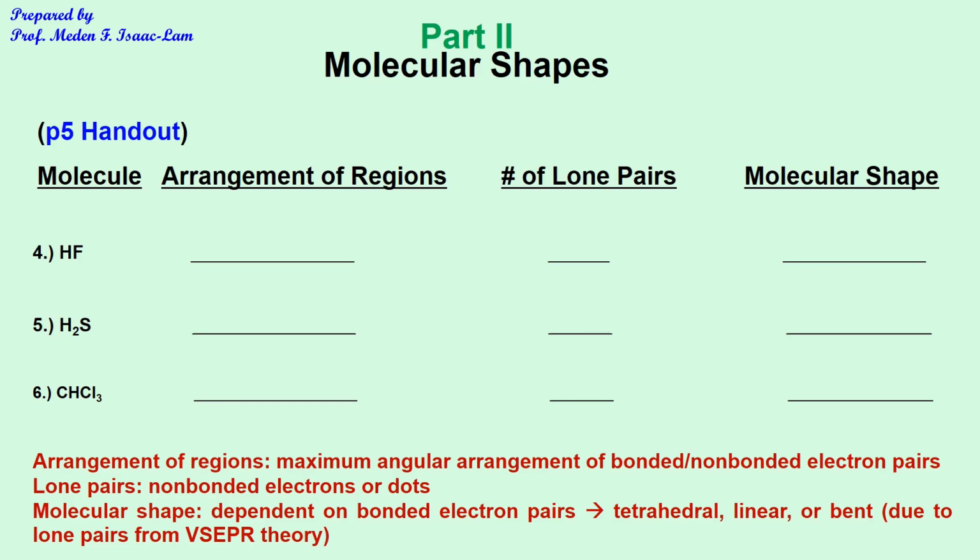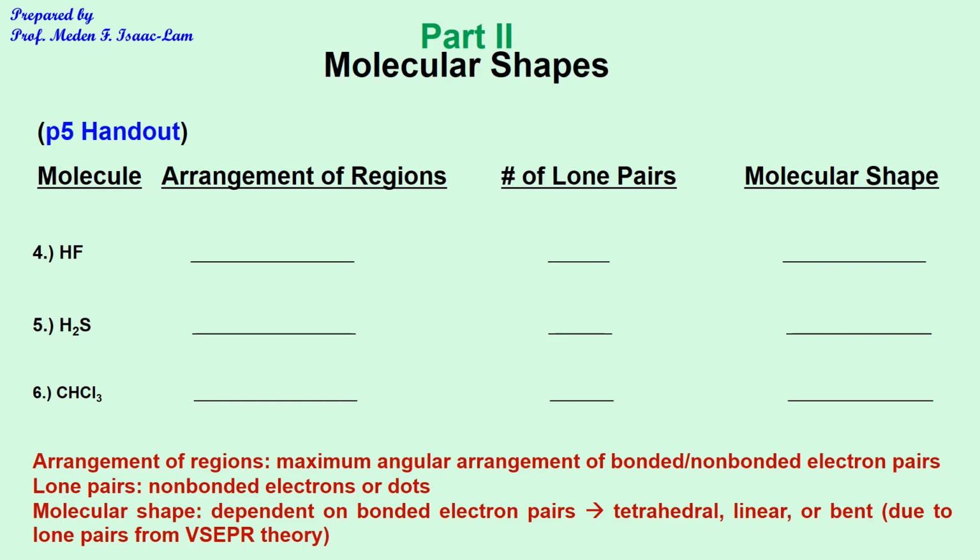Next is HF. The arrangement of regions for HF, because it's just 2 atoms, you call it a diatomic molecule, is just going to be linear. So you're just connecting one line from H to F. The number of lone pairs will be based on the F. You will have 3 lone pairs because you have 6 dots and they're paired up. Molecular shape, the same thing as the arrangement of regions, is going to be just linear.